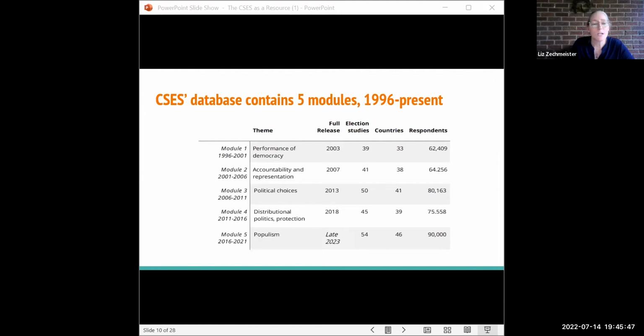The terminology that I'm using here, when I say this database contains 5 modules, is a reference to the notion that there's a theme module that constitutes the core of the CSES project for each of these waves. And that module is a 10 to 15 minute respondent questionnaire with a specific substantive theme focus, as you can see, and as I've just run through.